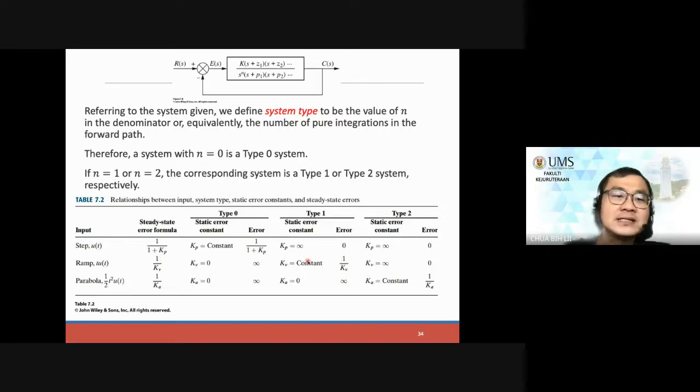For that kind of sensor, it may be suitable for the step input, not for others, especially the parabola input. It will give you an unsteady state error. Therefore, when you select that kind of sensor, you immediately know that if your signal is in a parabolic form, then whatever you try to measure from that signal will give you some uncertainties, because the system itself is not stable.